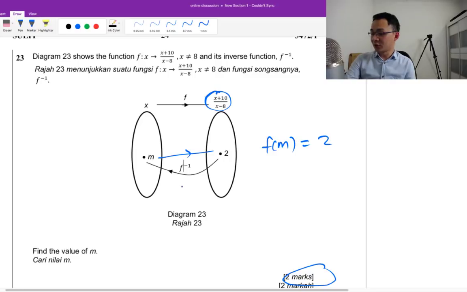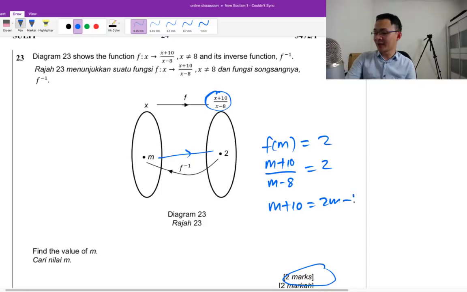So therefore, what is my f(x)? My f(x) is (x plus 10) over (x minus 8). My f(m) will be (m plus 10) over (m minus 8) equals 2. So m plus 10 will equal 2m minus 16. So m will equal 26. Done. This one is basically just moving things around.